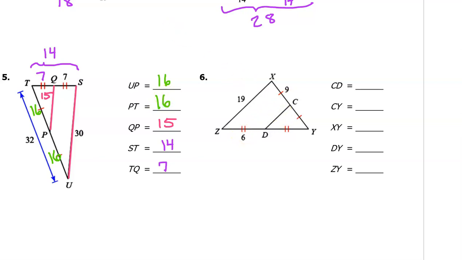Looking at problem number 6. The midsegment is DC. It will be parallel to XZ. But also, the midsegment is half the size. So if XZ is 19, then DC will be 9.5.